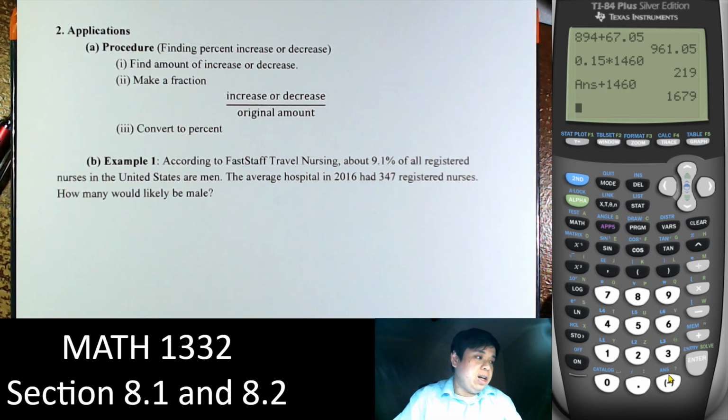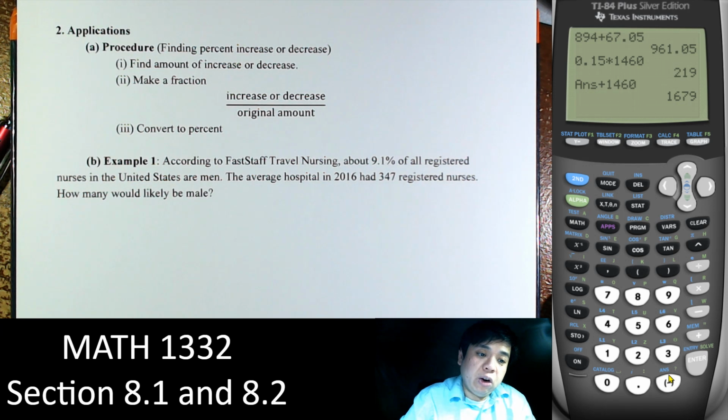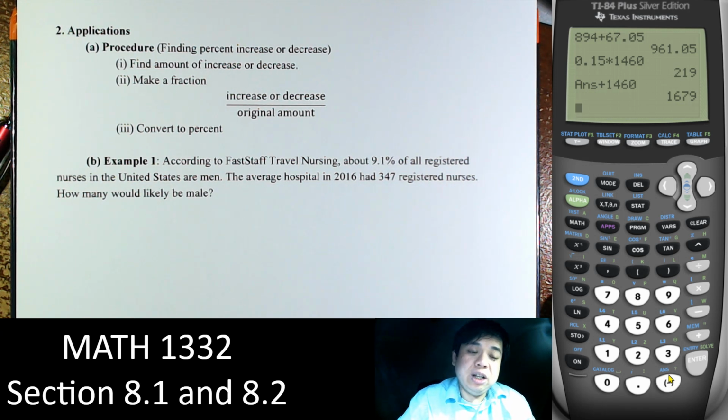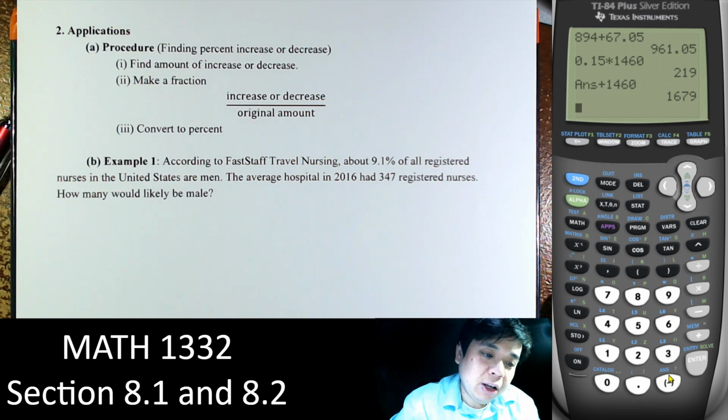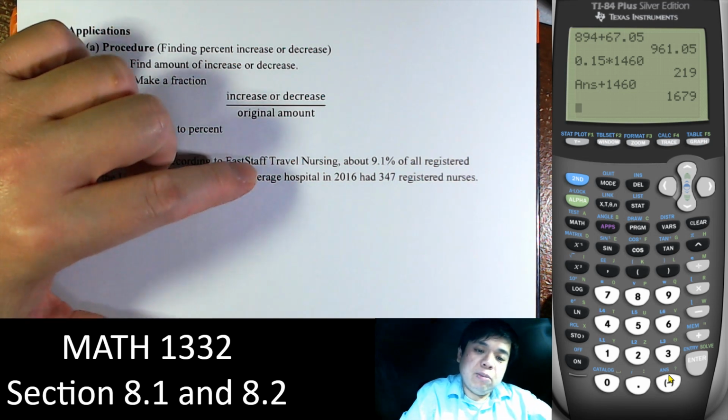Next we have application. It is about the percent increase and percent decrease. So we just find the increase or decrease amount divided by the original amount. So that's kind of like the sales tax. The sales tax is the percent increase, and the discount is the percent decrease. Right. So here's a sample.